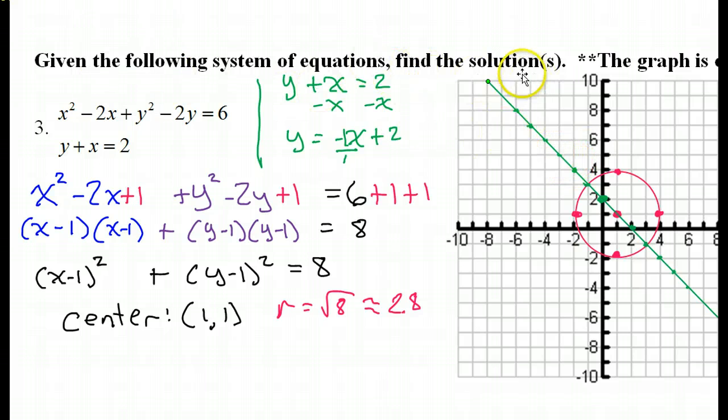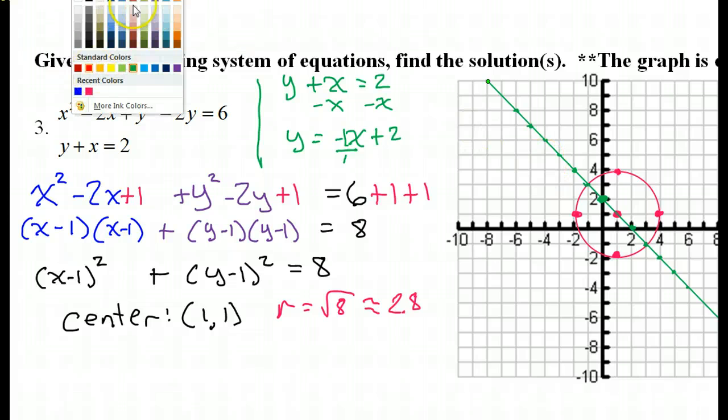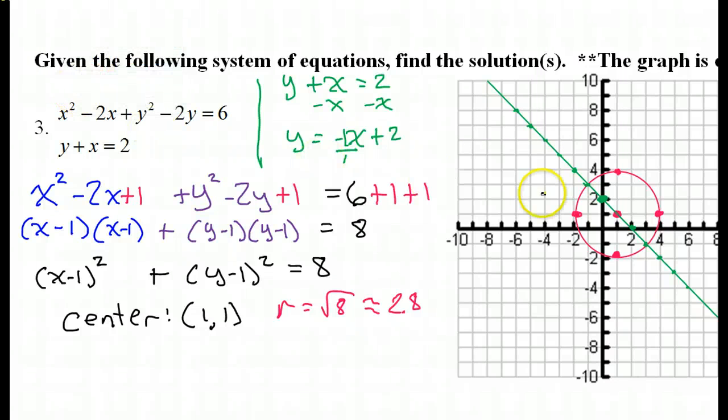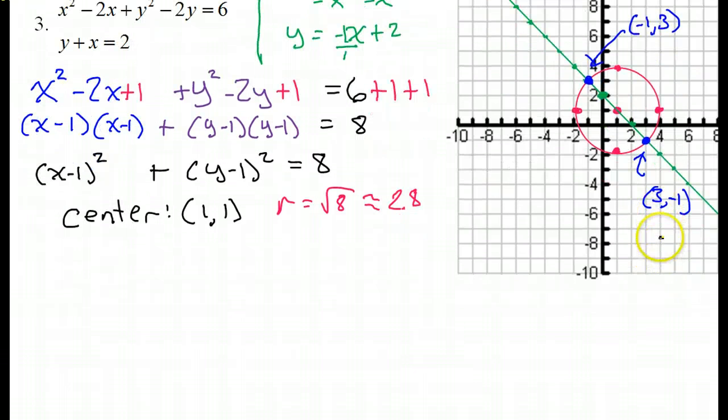And so the solution of this system is going to be where these two intersect. So you can see that the intersection points are here and here. Alright, so that means the solutions are going to be negative 1, 3, and from this value we have 3, negative 1. So those are the two solutions.